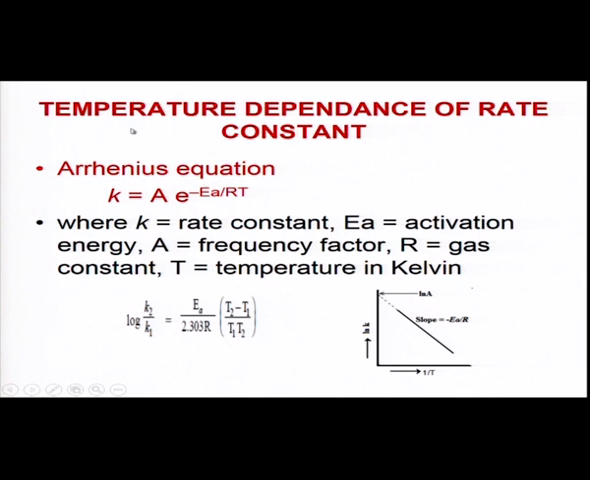rate depends on temperature. If the temperature changes, the rate constant value also changes. One of the scientists who popularly investigated how the rate constant varies with temperature was Arrhenius. He postulated a general equation, known as the Arrhenius equation: the rate constant k is equal to A e power minus Ea divided by RT. Here k is the rate constant, Ea is the activation energy, A is the frequency factor, R is the universal gas constant, and T is the temperature, normally expressed in Kelvin.